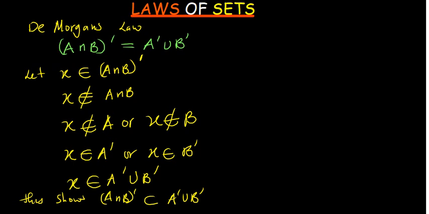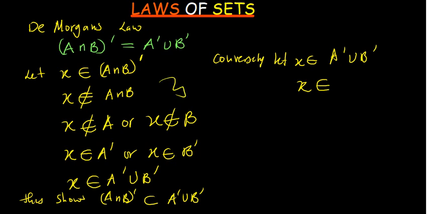Now we'll say conversely, in the same way, let X be a member of the right hand side, A complement union B complement. So this means that X, in this case, it's just more like what we've done on this part. We are just going in the opposite direction. So if X is a member of A complement union B complement, meaning that X is not a member of A.